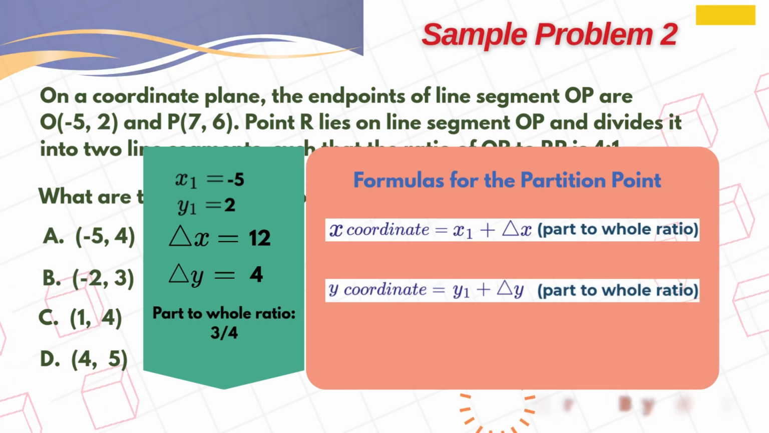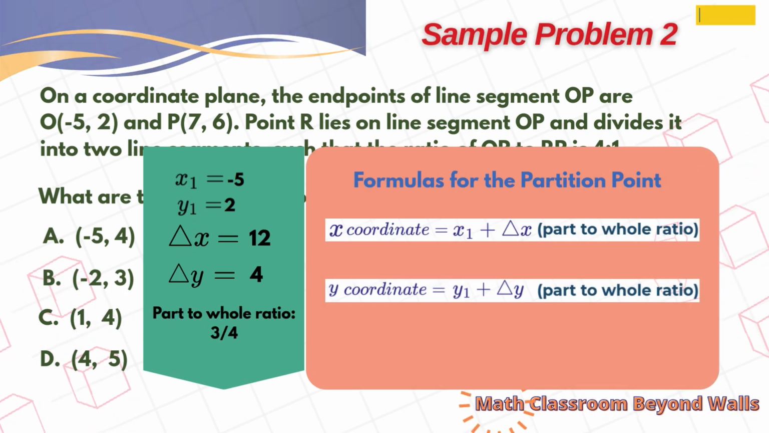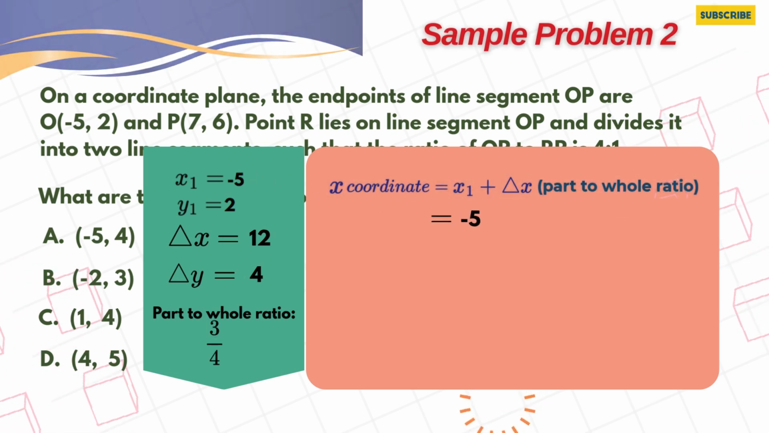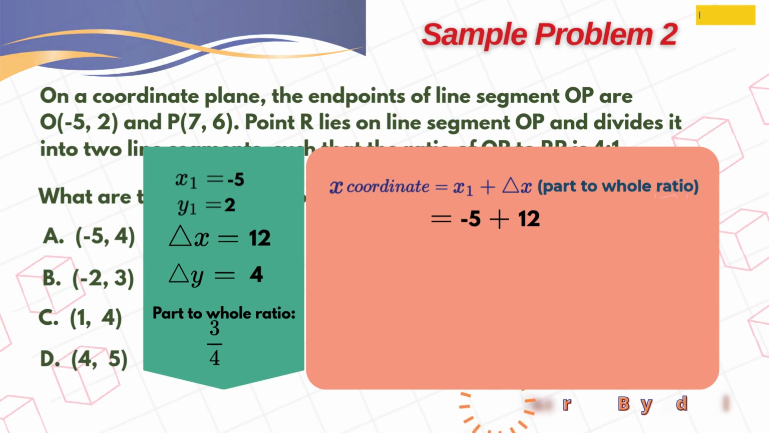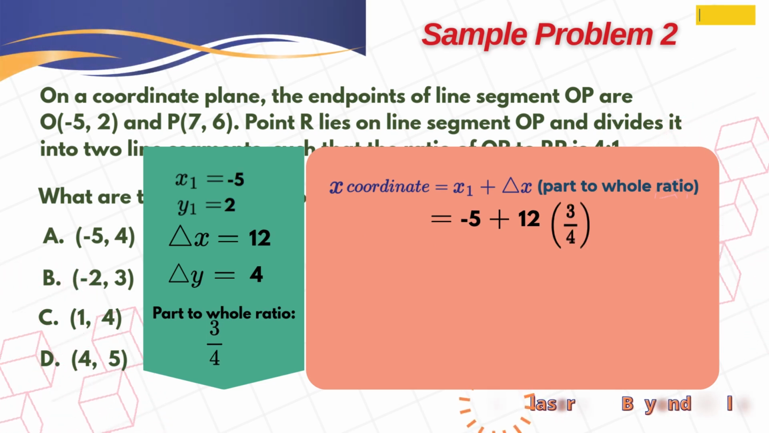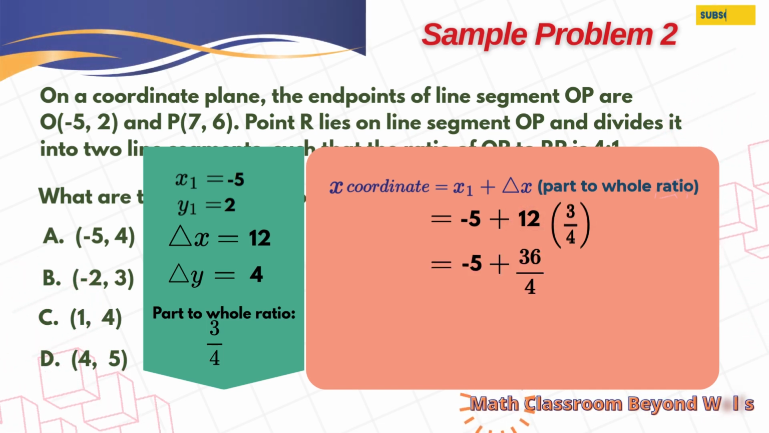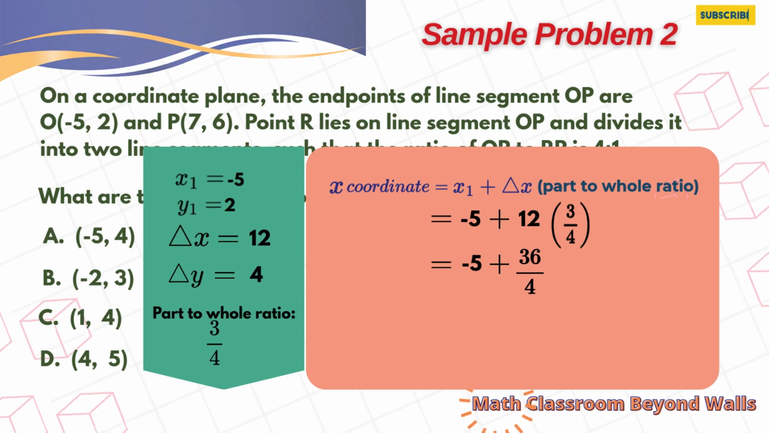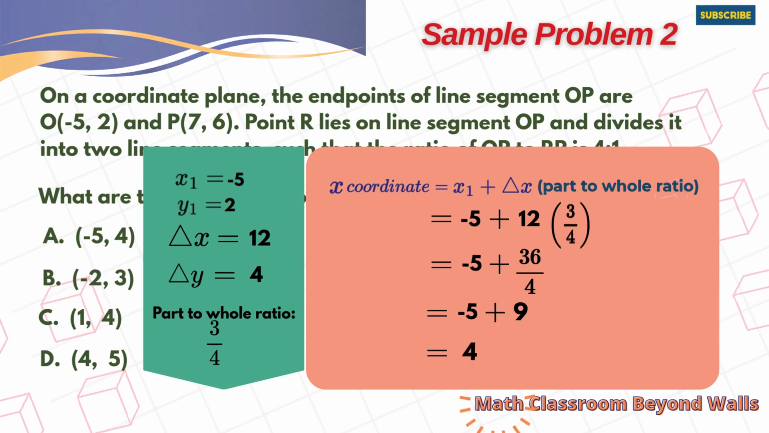We now plug in the values into our formulas. Starting with the x coordinate, we have -5 for the value of x1, 12 for the change in x, and 3/4 for the part-to-whole ratio. Multiplying 12 and 3 gives 36. Dividing 36 by 4 gives 9. Adding negative 5 and 9 gives 4. Thus, the x-coordinate is 4.